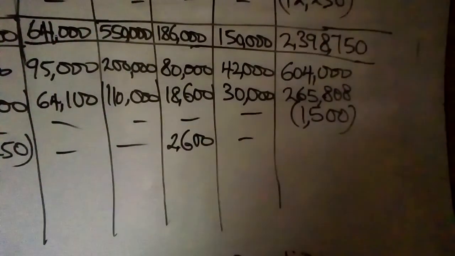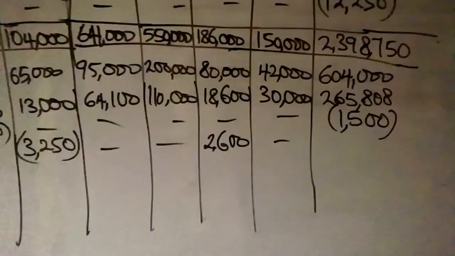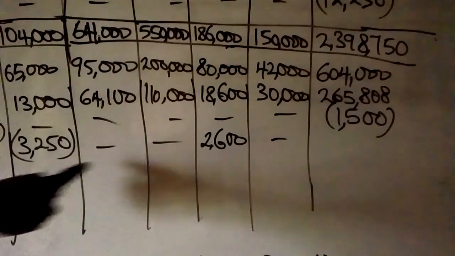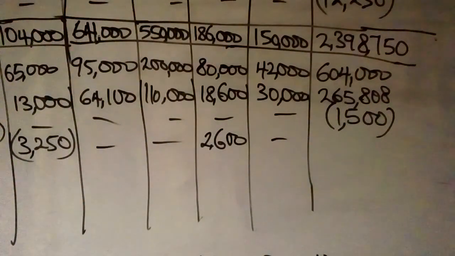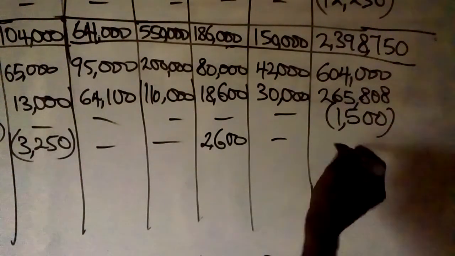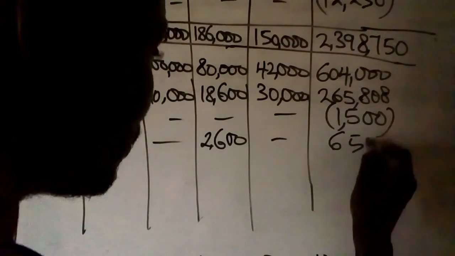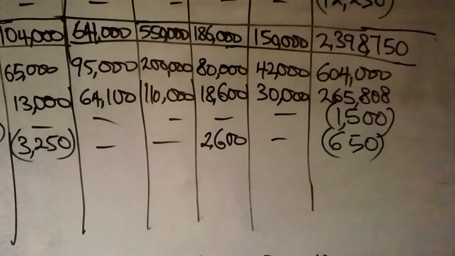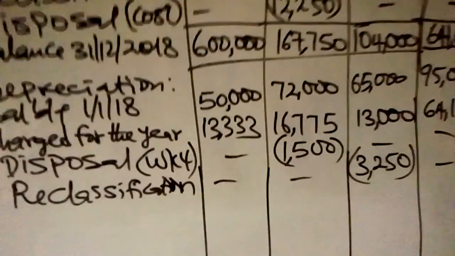So 2,600 positive there. Then when you sum up, this is minus 3,250 and this is plus 2,600. Then the negative will exceed the positive by 650. So that means we are going to have minus 650 here on that total column. So you now balance your depreciation at the end of the period.